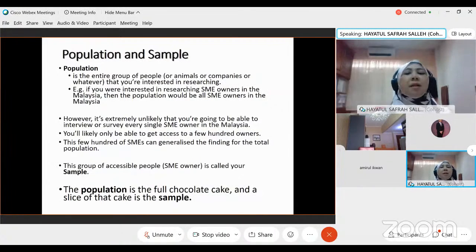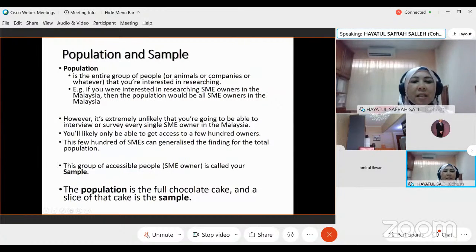So you cannot select your samples only from Terengganu, because then you cannot generalize to the whole population. Okay, all right.